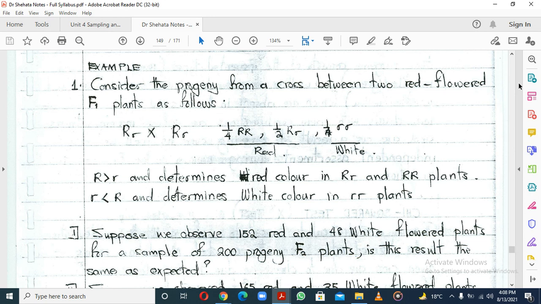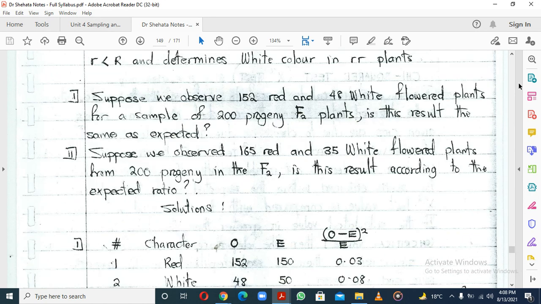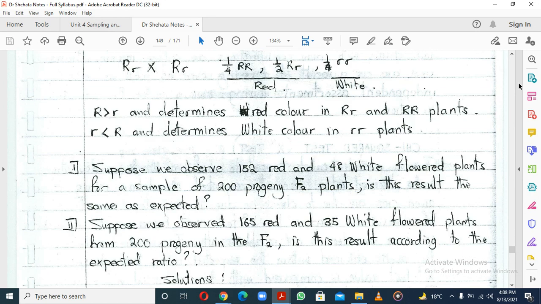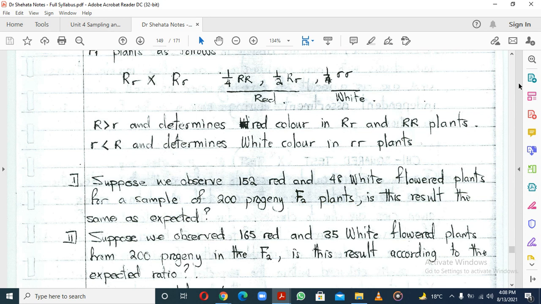I hope that makes sense. So now let's look at an example. Let's take note of what our ratio was. Our genotypical ratio was 1 to 2 to 1. But the one which is really important is the phenotypical ratio, because it's what you are seeing from the experiment. So we take note of the phenotypic ratio, which is 3 red to 1 white.